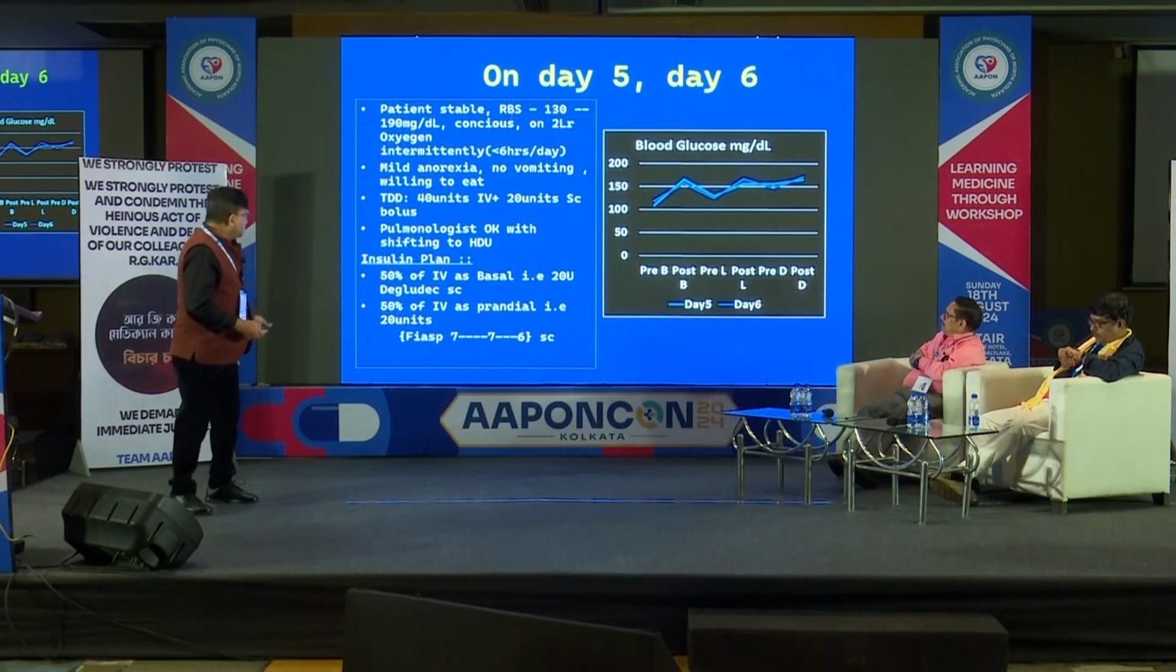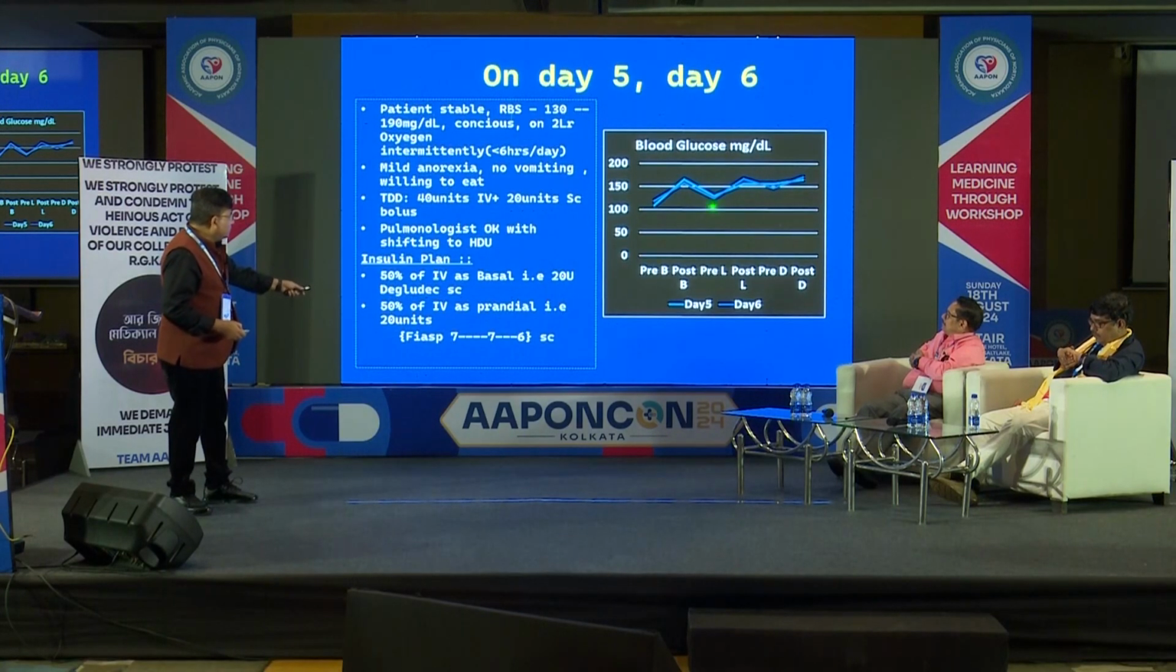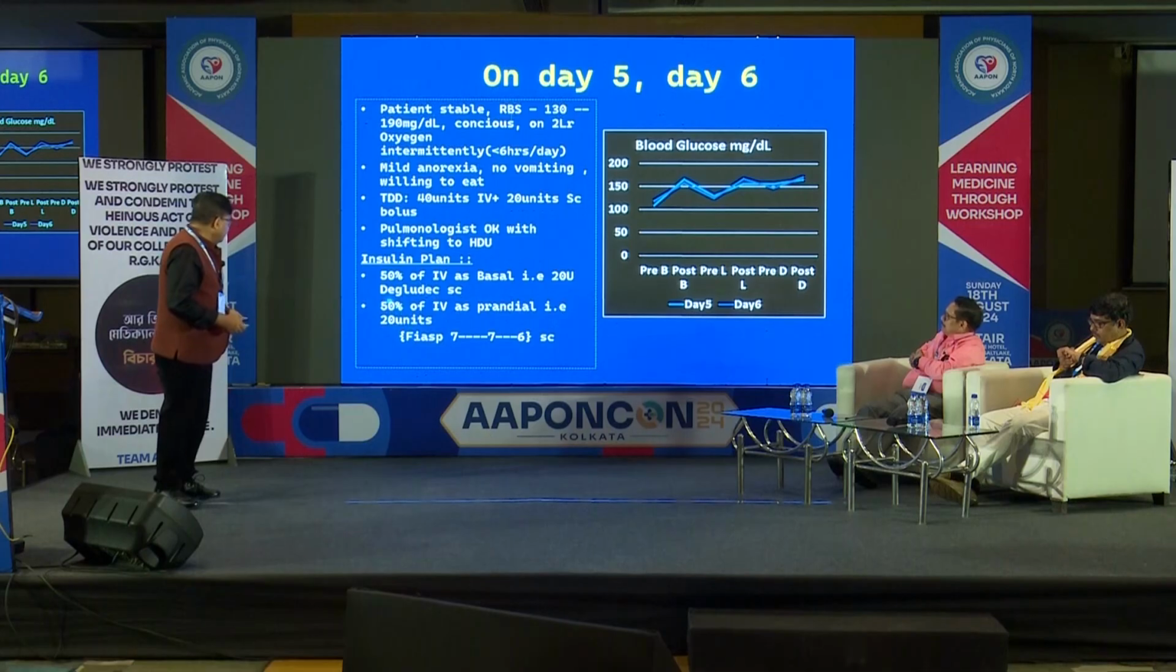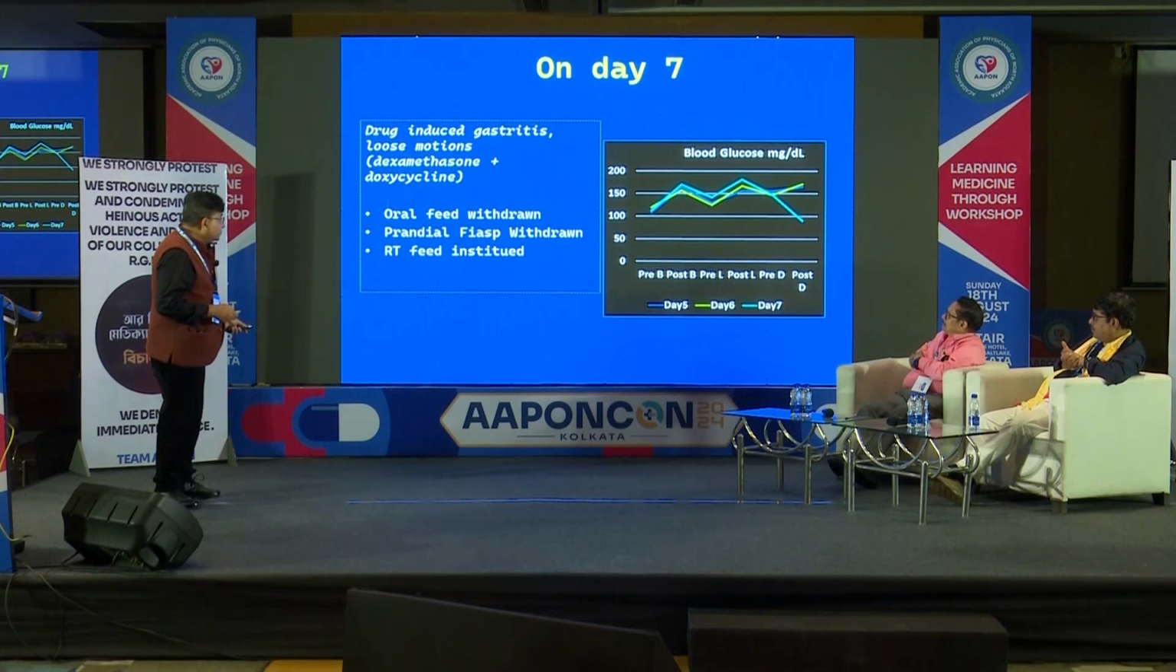Fine. So this patient had this kind of blood glucose, you can see here on day 5 and day 6, and the patient was on Ryle's tube feed, and was given 50% of the intravenous requirement as basal, that is 20 unit degludec, after recovery from the severely acute part, and 50% of IV as 20 unit, which is divided by 776 as subcut unit fast aspart. So what happened? The postprandial blood glucose peaks were there.